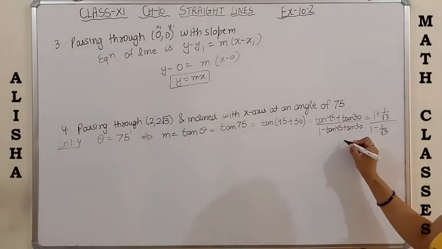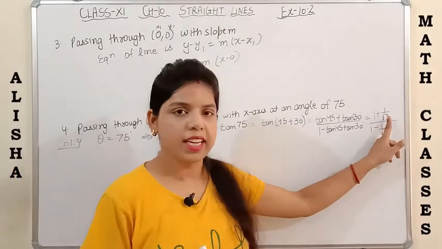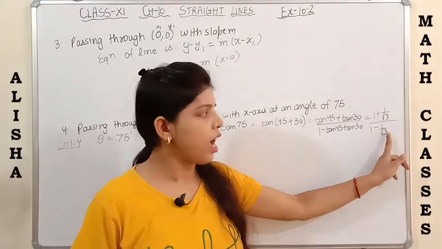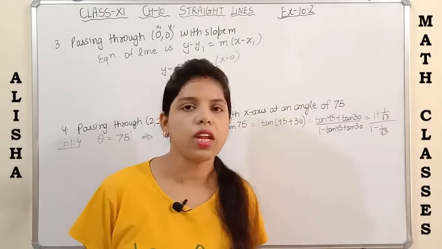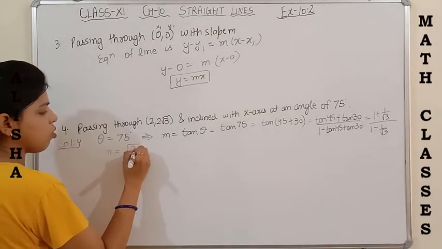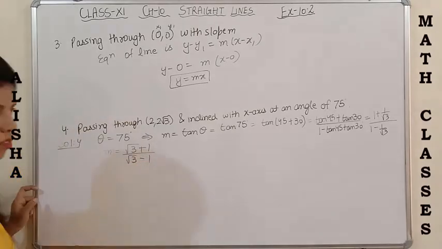Now take the LCM, and finally the slope is given by m equal to, when you take the LCM, it will become root 3 plus 1 upon root 3 minus 1. And this root 3 will be cancelled by root 3 as the LCM. So finally the slope is root 3 plus 1 upon root 3 minus 1.